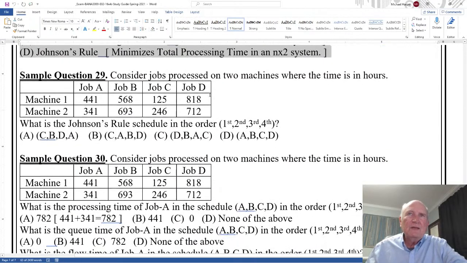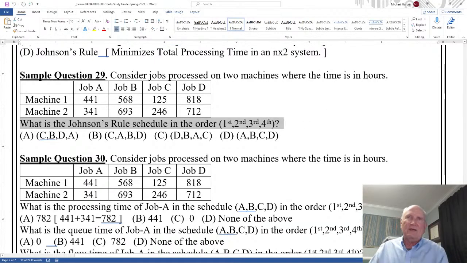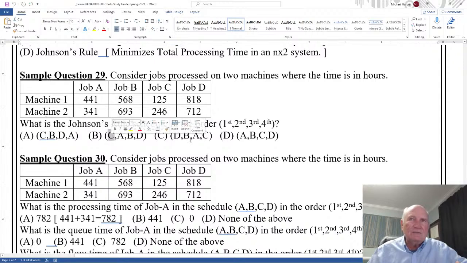Question 29. Consider the 2 jobs, the processing time on 2 machines where the times are in hours. What is the Johnson's rule schedule? I always ask this, and I try to make this as straightforward as possible. Notice the numbers you have in this table. I try to make them 1, 2, 3, 4, 5, 6, 7, 8. So you could just look at the first numbers. Well, the lowest number is 1. 1 here is on machine 1, it's on job C, so C is at the beginning. There's a C, there's a C, there's a D, there's an A, so it's either A or B.